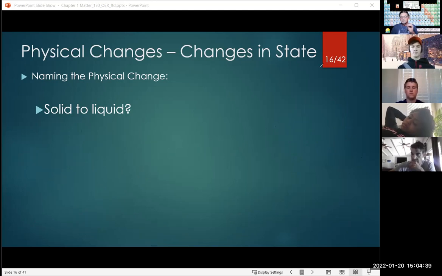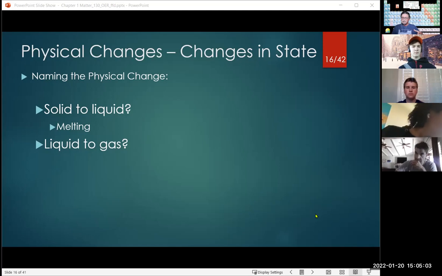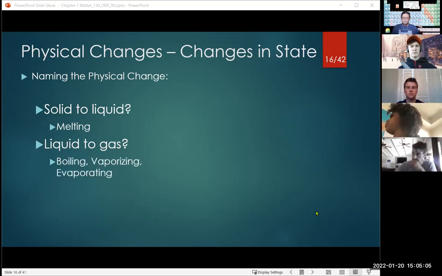So right now we are just simply talking about physical changes. And some of these you're familiar with already, okay? For example, a solid going to a liquid, we call that melting, okay? Nothing high tech about that, right? We're all familiar with the term melting. When the liquid goes to a gas, we call that evaporation, or vaporization, or boiling, okay?